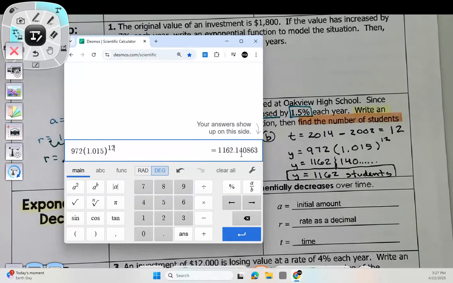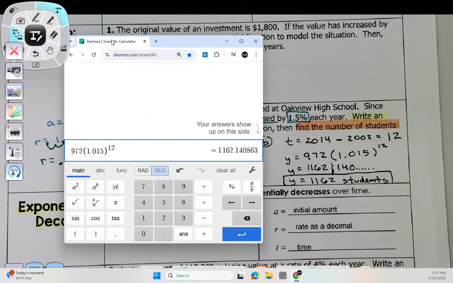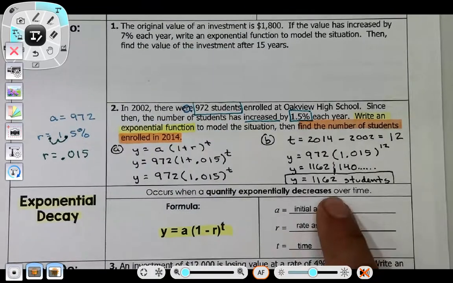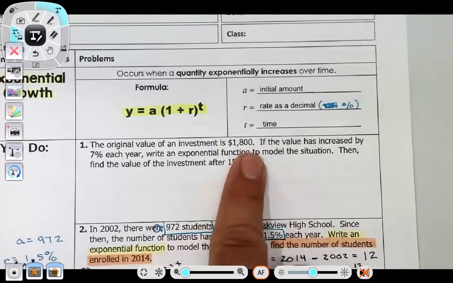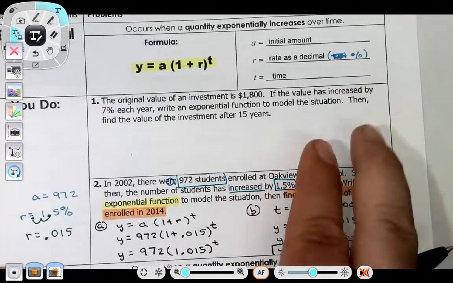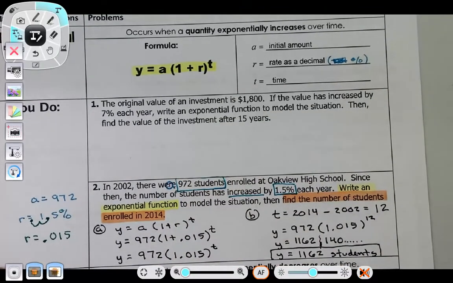Now, obviously, every problem is a little bit different when it comes to this. Here, we're talking about people. So let me move this out of the way here. Up here, they're talking about money. So if they're talking about money, well, then, of course, that one I will do 2 decimal places. So you do have to pay attention to the context of the problem.